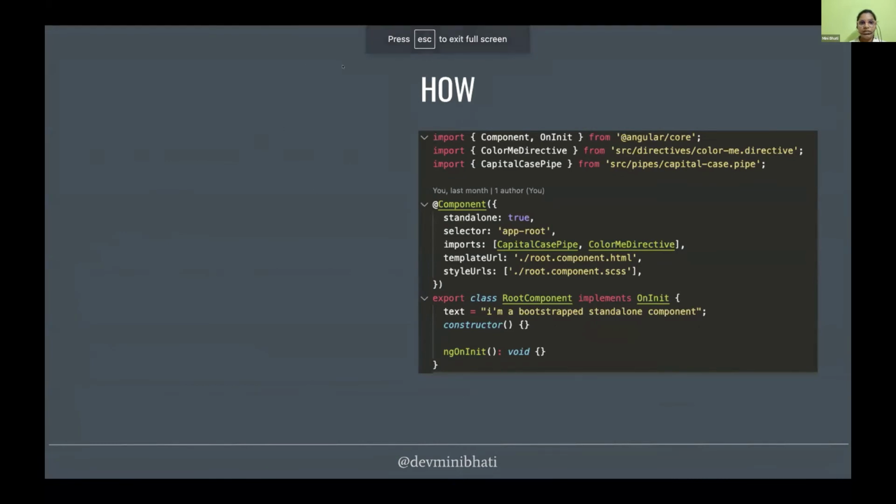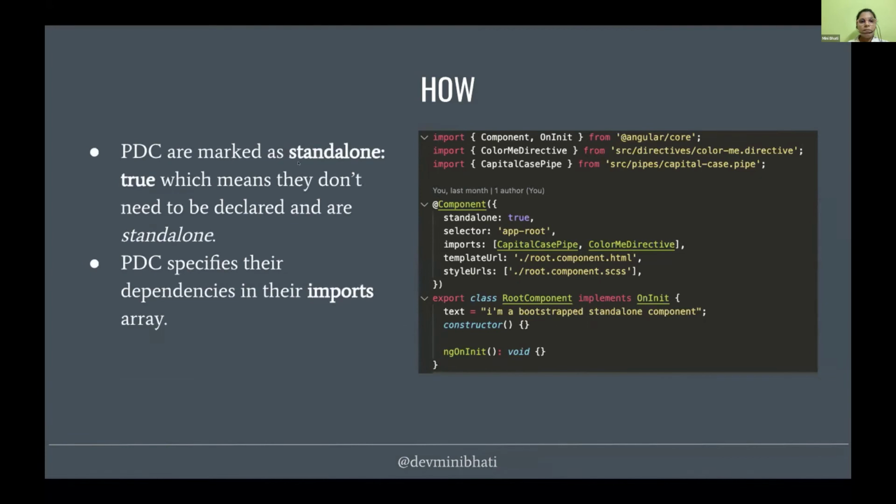So now let's move on to the how. How does a standalone component look like? Components are marked as standalone true, which means they don't need to be declared in the ng module declarations array. If you see the standalone true flag right here, this means this is a standalone component. It also specifies the dependencies in the imports array. If you see the imports here, it has a capital case pipe and a column directive, specifying that this component is sufficient to import the dependencies of the pipes and directive and no longer needs an ng module to import all of these.